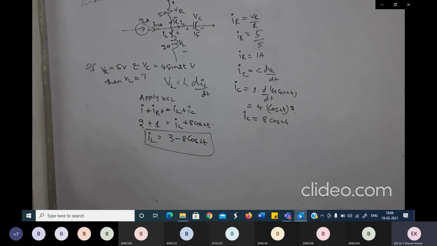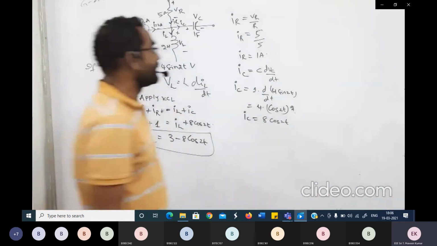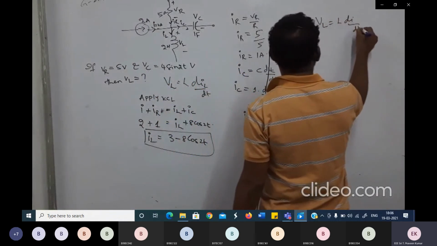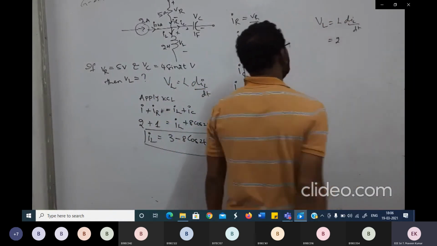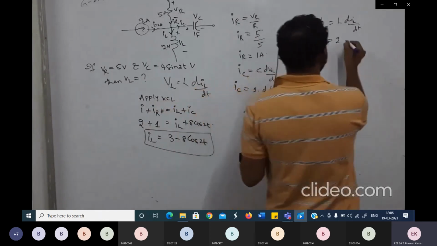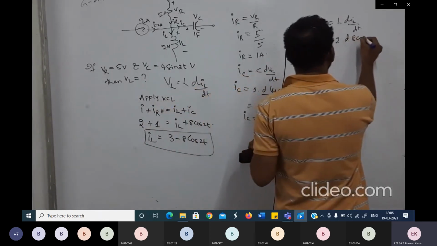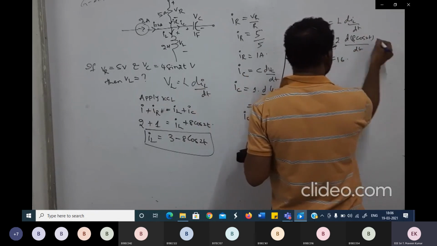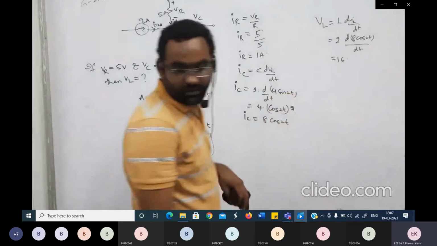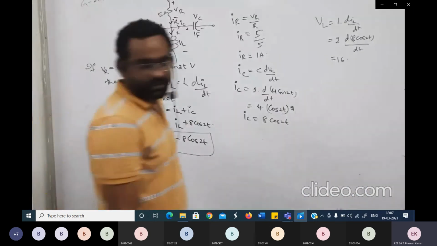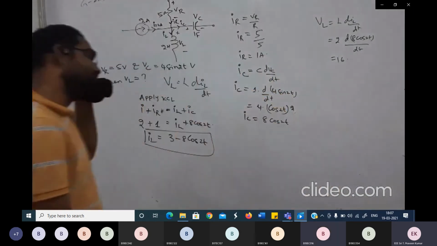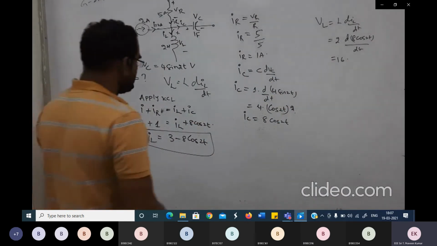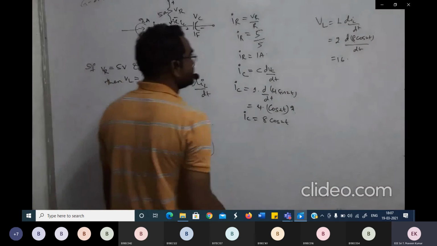Now this current is flowing through the inductor, but the question asked is what is the voltage across the inductor? Voltage across the inductor is nothing but L into di by dt. The value of L is 2. It has to be L into d IL by dt, so 2 into d of 3 minus 8 cos 2t divided by dt. For sine the derivative is cos, and for cos it is minus sine.